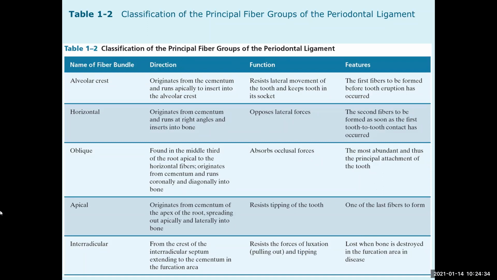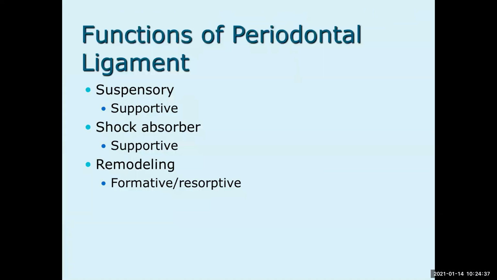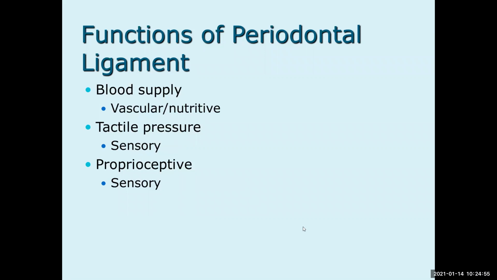So this is an important table for you. Functions of the periodontal ligament. Remember, it acts as a hammock. So you've got suspensory, supportive. It acts as a shock absorber. Again, supportive. It remodels, formative, resorptive, okay, because it's got fibroblasts and collagen and collagenase in them from the fibroblasts. The blood supply, okay, it's vascular and nutritive. Tactile, it's sensory. Proprioceptive, sensory. Not necessarily pain, but you can tell.